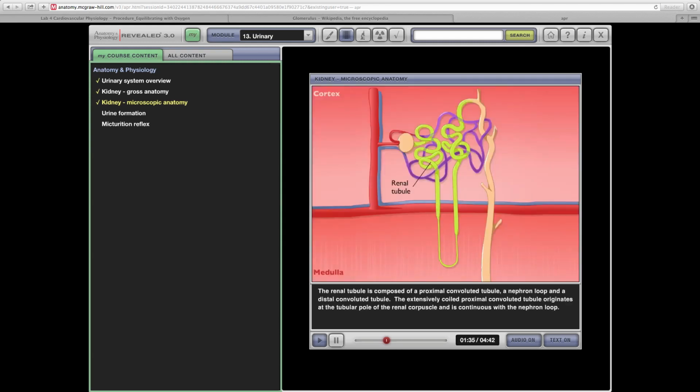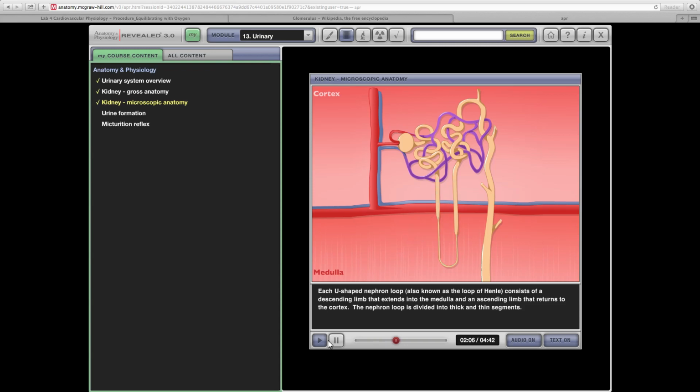The renal tubule is composed of a proximal convoluted tubule, a nephron loop, and a distal convoluted tubule. The extensively coiled proximal convoluted tubule originates at the tubular pole of the renal corpuscle and is continuous with the nephron loop. Each U-shaped nephron loop, also known as the loop of Henle, consists of a descending limb that extends into the medulla and an ascending limb that returns to the cortex.